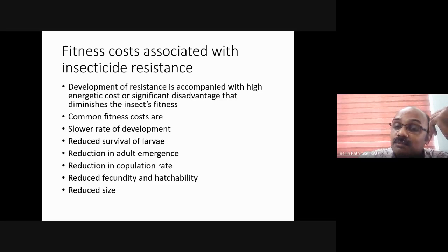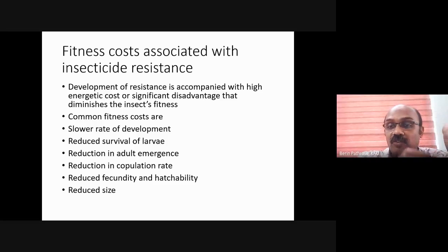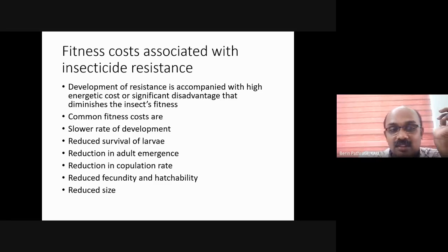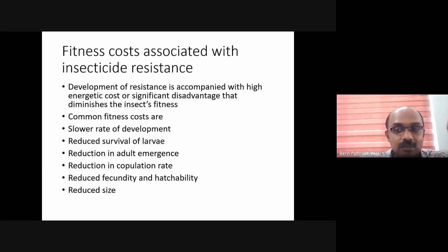And there will be reduced adult emergence. If you compare a resistant insect and a susceptible insect, the number of adults emerging after completing the life cycle will be low in the resistant one compared to the susceptible one. And copulation also will be affected because of resistance. Fecundity is reduced. The number of eggs laid will be reduced.